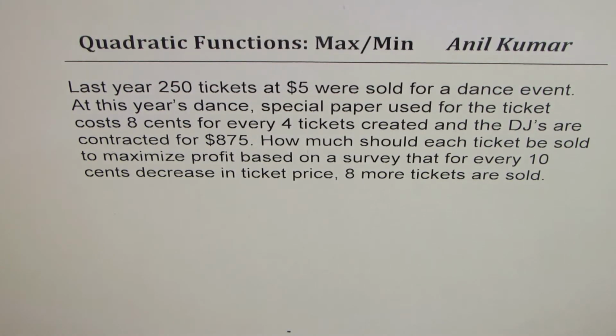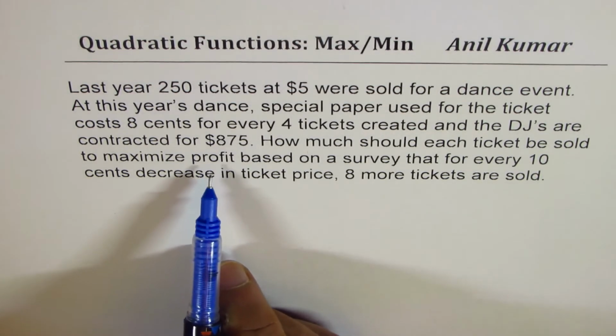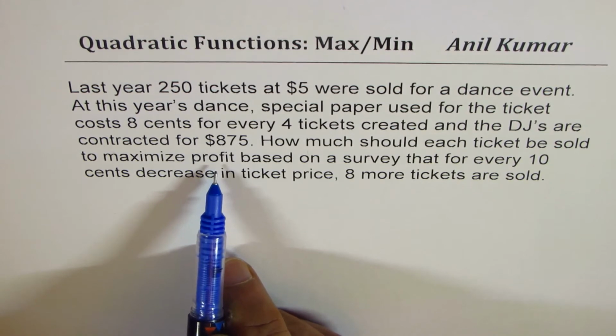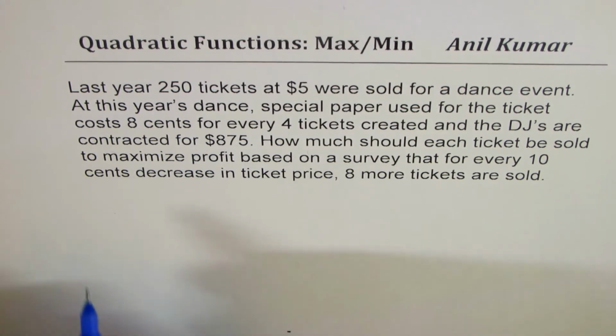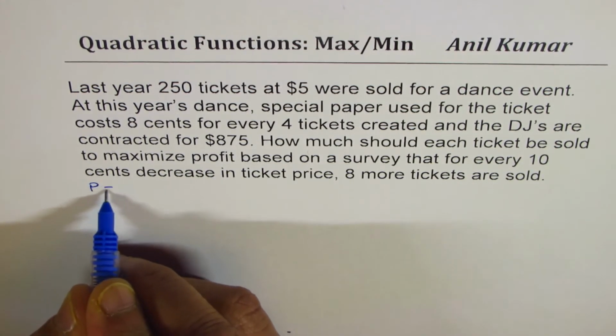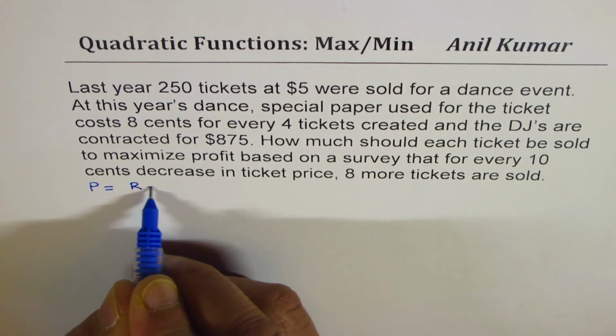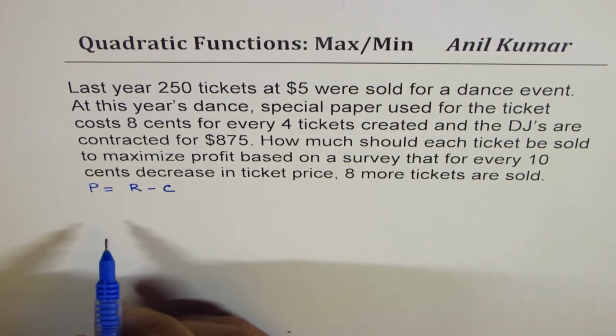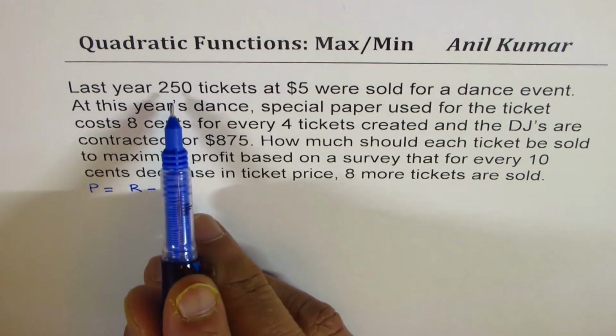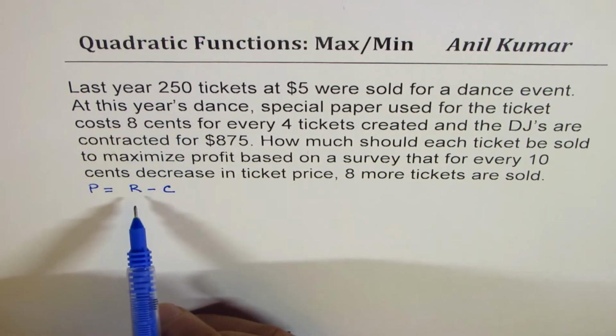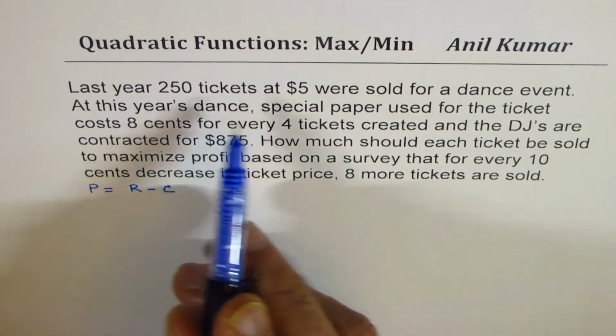You can pause the video, answer the question, and then look into my suggestions. We want to maximize profit, right? So profit is based on revenue and cost. In short, I can write profit as revenue minus cost. Now in our case, what is the revenue? You get revenue by selling tickets.